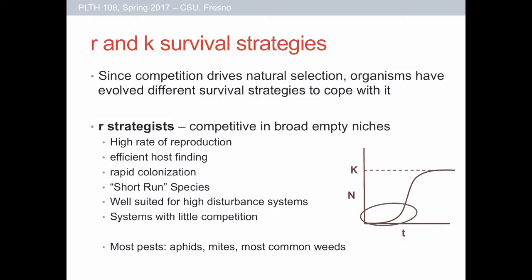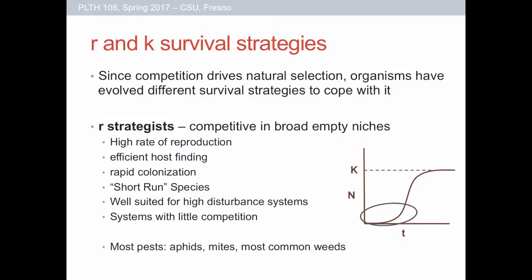And so these are organisms that basically have two major characteristics. First off, they have a really high rate of reproduction. And secondly, they're very efficient at finding hosts. So these are the organisms that will fly into an ecosystem really quickly, establish themselves, and reproduce like crazy. They'll produce a ton of eggs, a ton of offspring, or seeds if you're a weed, and just sort of take over the joint. And so these are rapid colonizers.